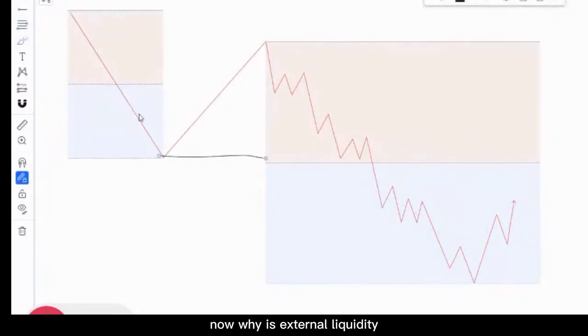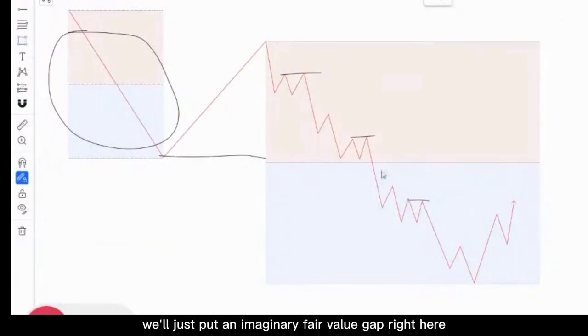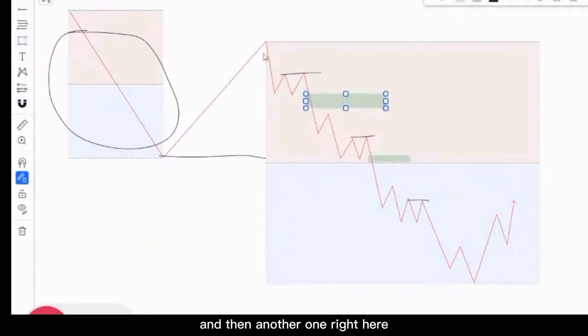Now, why is it external liquidity? Because it's at the external point of the range. You went outside of the range to take it. You went to an external area of price to take this liquidity. Internal means it's just inside this range. So when we have internal liquidity like equal highs, we've got equal highs here, we'll just put an imaginary fair value gap right here and another one right here, and then another one right here.